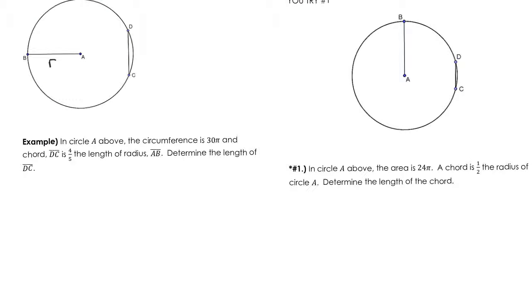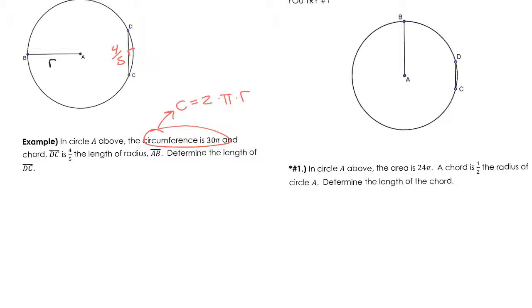So on these problems, it's really important to annotate the question well. So in the circle above, the circumference is 30 pi. Well, I know the formula for circumference is 2 times pi times the radius. And they're telling me the circumference is 30 pi. They also say DC is 4/5 the length of the radius. So if here's the radius, DC is 4/5 the radius. So that's my scale factor. Determine the length of DC.